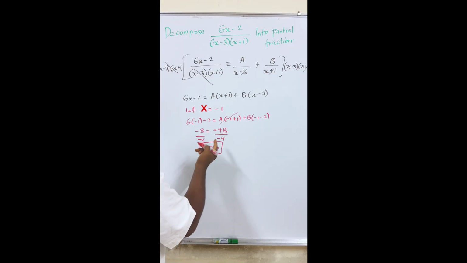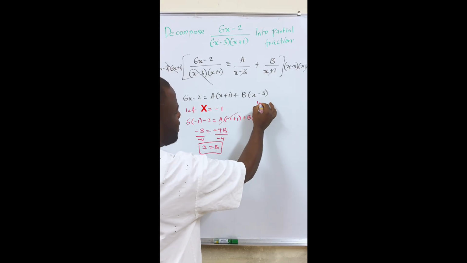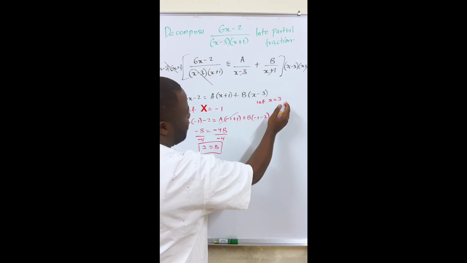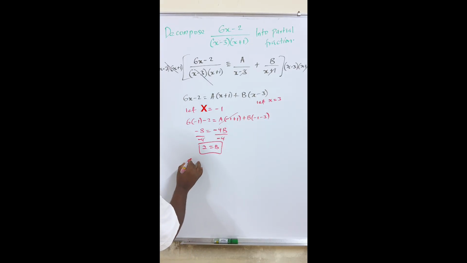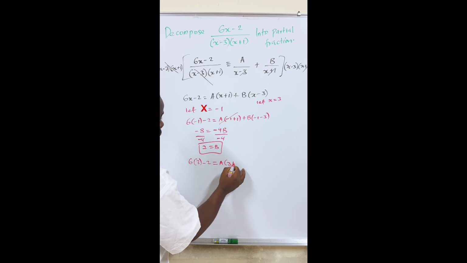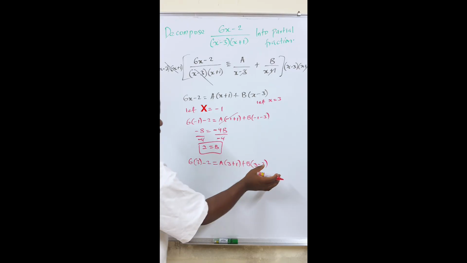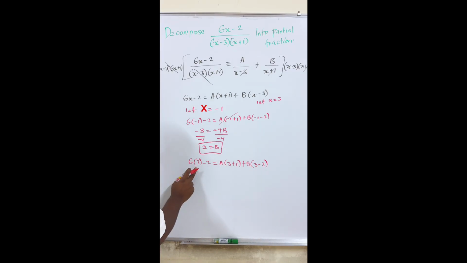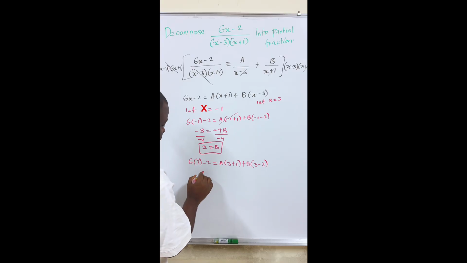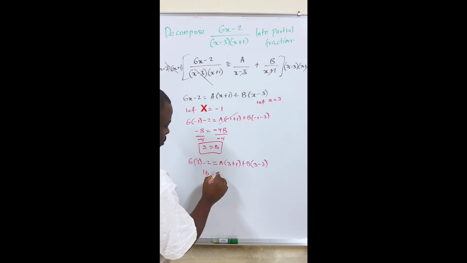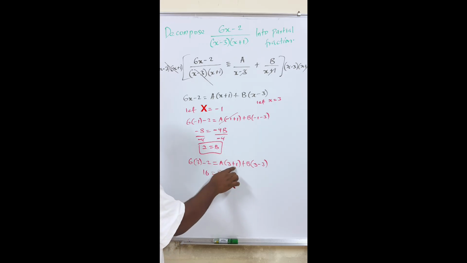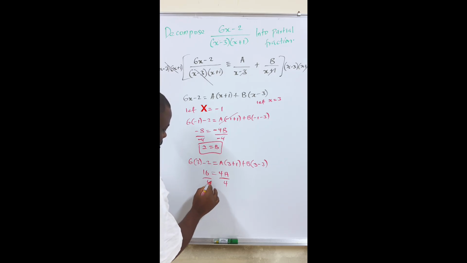Then for A, I will say let x be 3, so this will be 0. So I'll now say 6(3) - 2 equals A(3 + 1) plus B(3 - 3). So this cancels out, this becomes 0. We have 6 times 3 is 18, and 18 minus 2 is 16. Then we have 4A, because 3 plus 1 is 4. Then we divide both sides by 4, so we have 4 equals A.